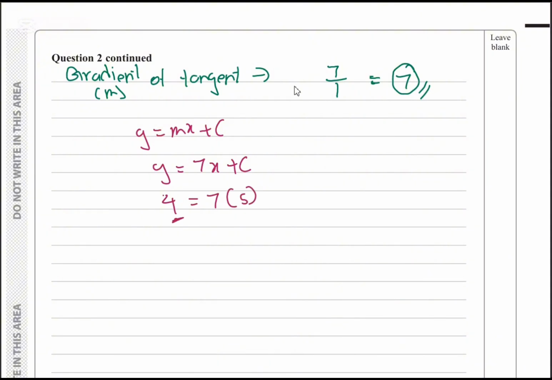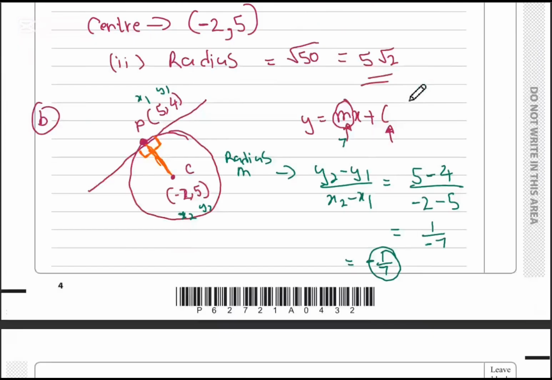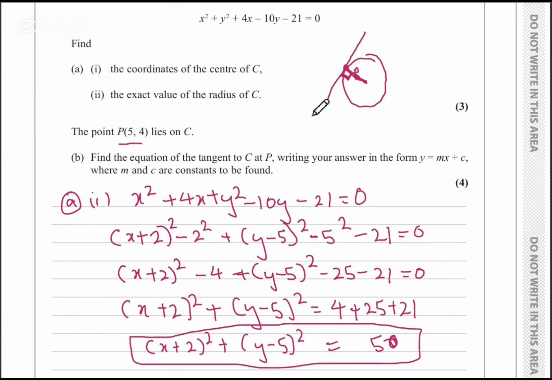So I substituted these values, and now this becomes 4 equals 35 plus c. When I bring 35 to the other side, 4 minus 35 equals c. So 4 minus 35 gives me minus 31. c equals minus 31. Now I have my m and my c. So what would be my final answer, guys? My final answer would be y equals 7x minus 31. This is the equation of the tangent to the circle at point P. m is 7, c is minus 31.